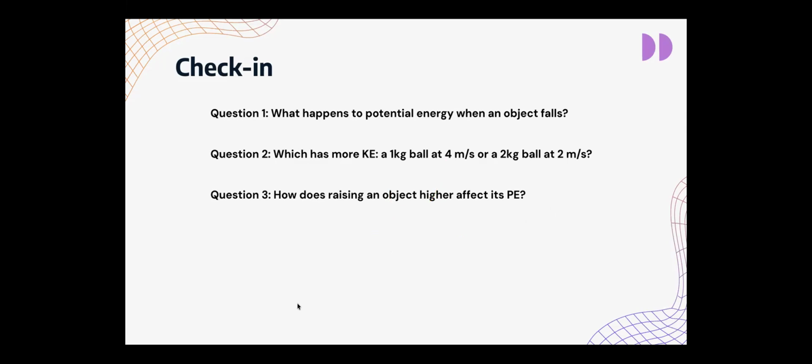And then the third question is that it increases its potential energy, because as you increase height, the potential energy will increase: mgh, if you multiply by a higher number, you get a higher result. And if you look at the equation for potential energy, you'll notice that it can't be negative either.